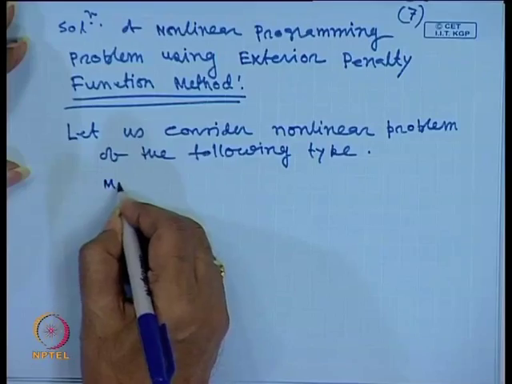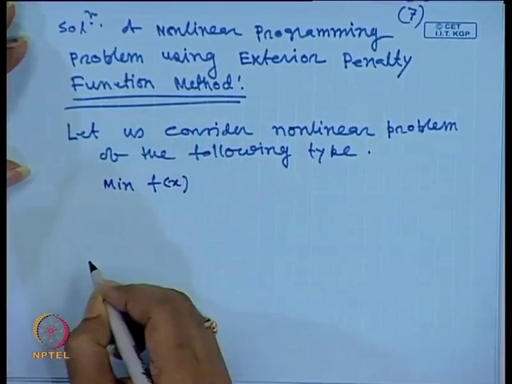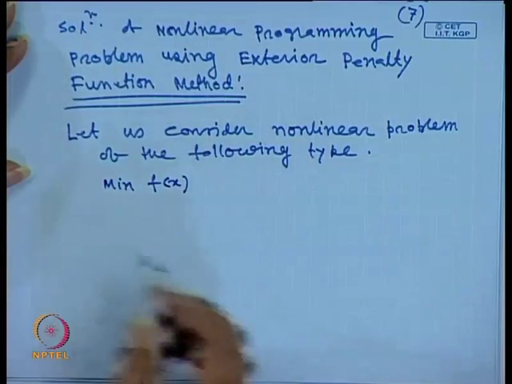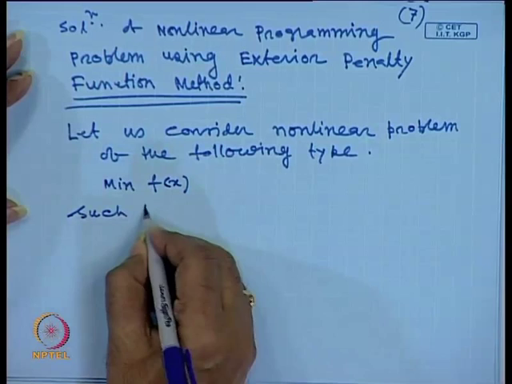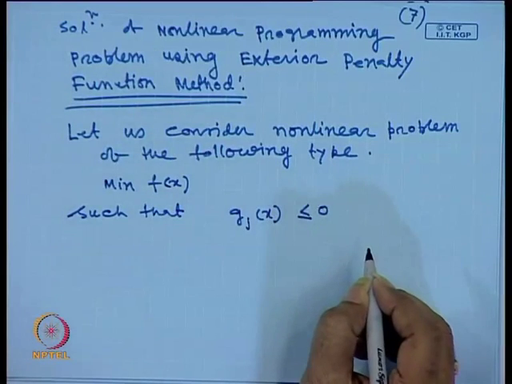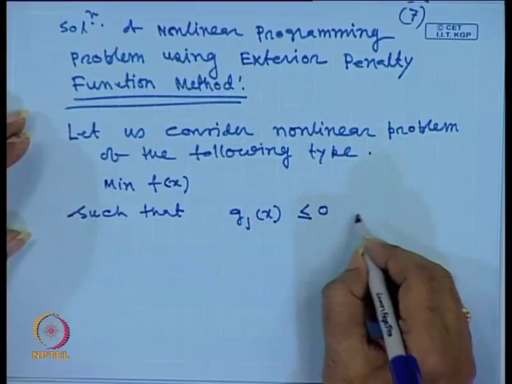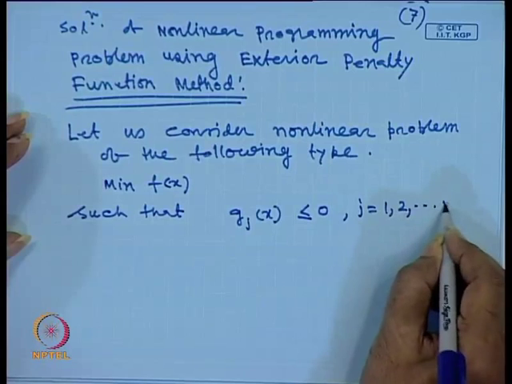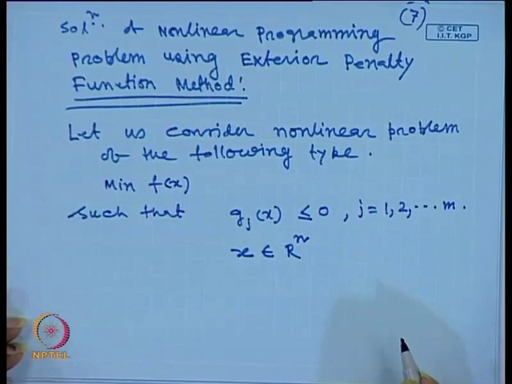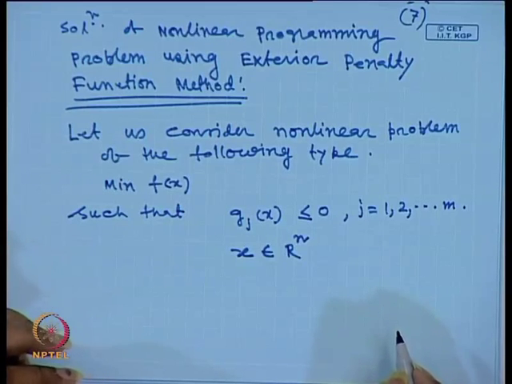So, our problem is like this: minimize f of x. This function may be nonlinear or linear, and the constraint function may also be nonlinear, such that g j of x is less than or equal to 0, agree? And j is equal to 1, 2, up to m, and x belongs to an n-dimensional space. So, what you have to do first, as I told you, is convert into an unconstrained optimization problem.